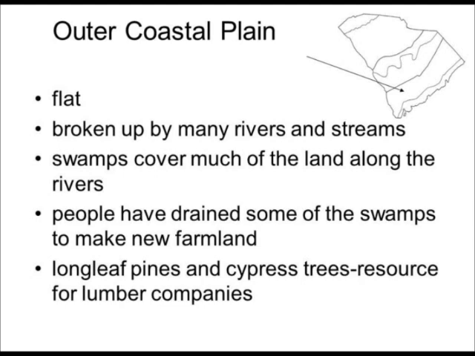Swamps cover much of the land along the rivers, and swamps, remember, are just where water covers the land. So the swamps are a big part of this region. People have drained some of these swamps to make new farmland, and then the longleaf pines and cypress trees are an important resource for lumber companies. All right, you may want to pause it here so that you can copy the information into your notes sheet that I gave you in class, and then press play when you're ready to move on.